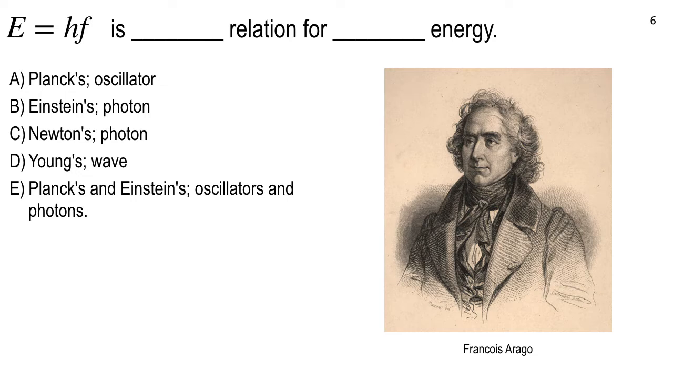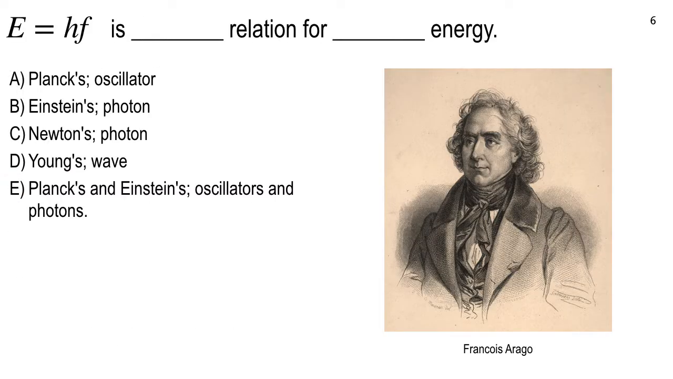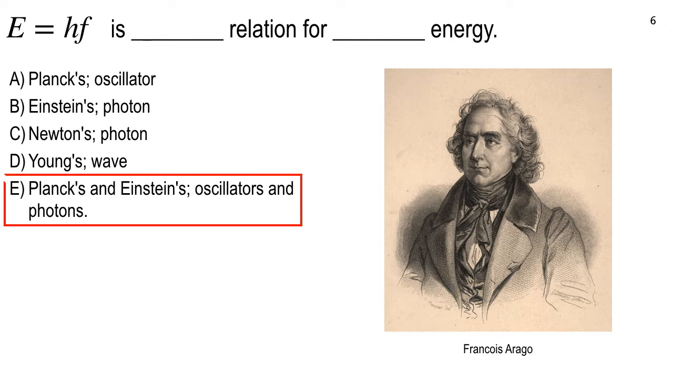Ten, 9, 8, 7, 6, 5, 4, 3, 2, 1, 0. Okay, let's see what you guys answered here. Okay, good. The correct answer on this one is E. A bunch of you chose A, and technically that is correct, but the best answer, of course, is E.